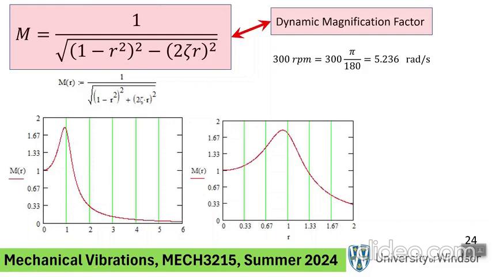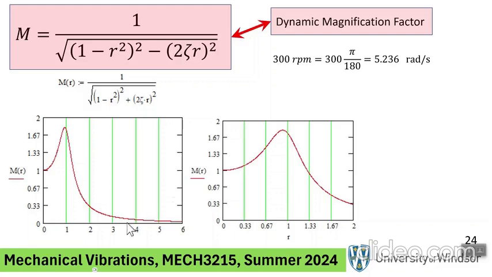Now, let me remind you what the significance of this M is. If you apply a dynamic force to that mass, which may be coming from that unbalance, a harmonic force coming from the unbalance, and if you know the amplitude of that dynamic harmonic load, and you want to know how much the mass moves, take that F naught, the amplitude of the force, divided by K, this is a static one, multiplied by M.